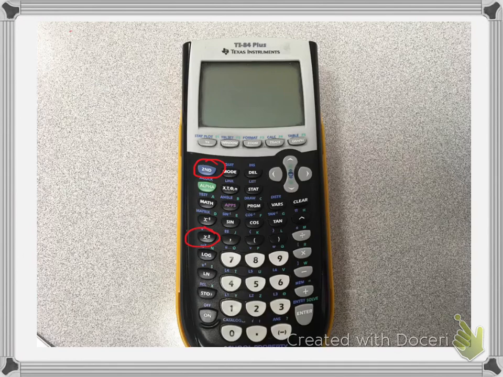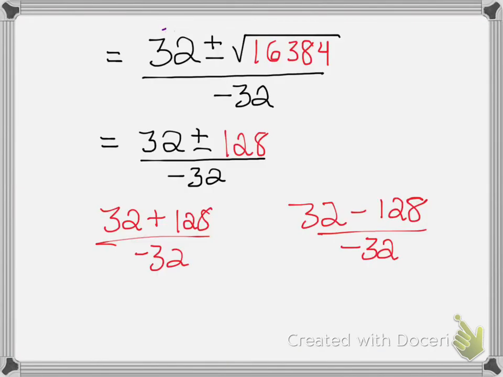Now, go back to your calculator. I want you guys to press alpha, y equals, and then enter. And then you'll see that fraction bar pop up, right? When you type in 32 plus 128 in the numerator and negative 32 in the denominator, you should get negative 5. And then when you do that again and type in 32 minus 128 divided by negative 32, you should get 3.